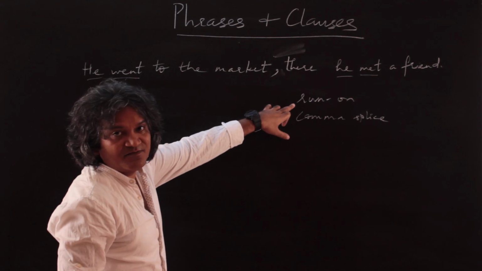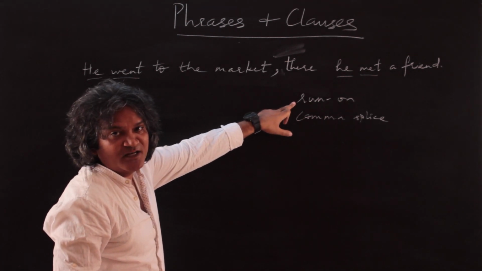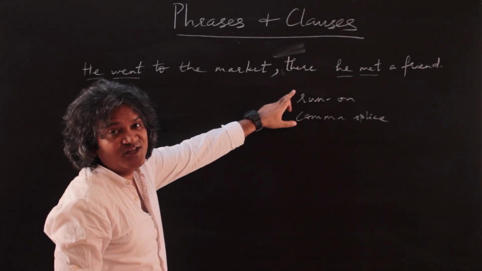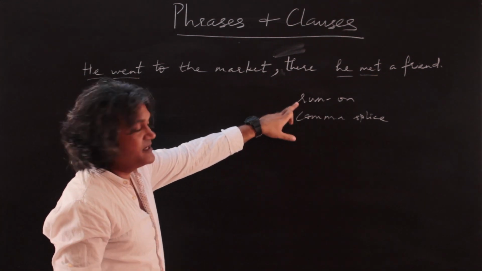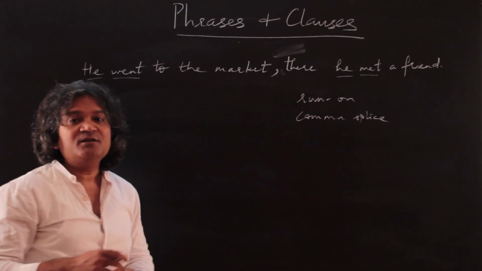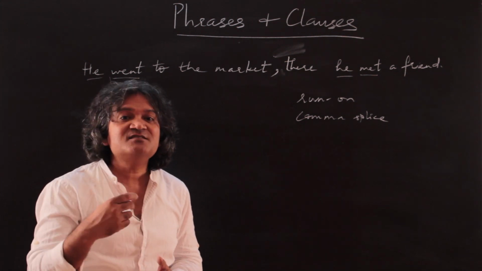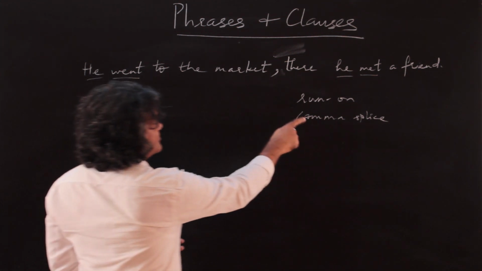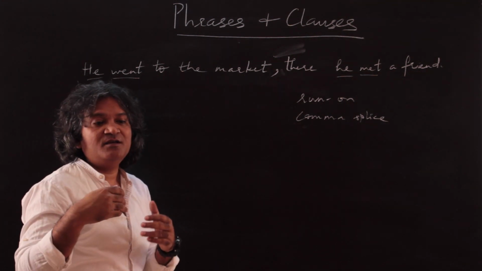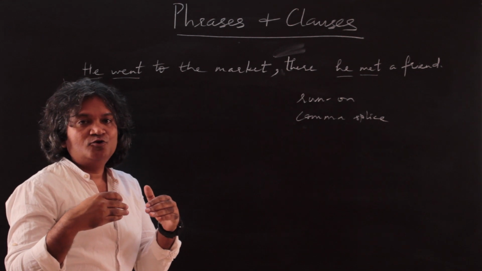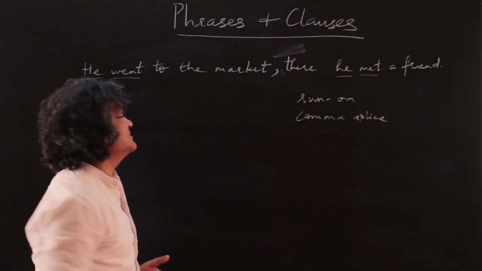The first error is when you're joining two independent clauses with just a conjunction. So that error is known as a run-on sentence. The second is when you're joining two independent clauses with just a comma, and that error is known as a comma splice. So how do we join two independent clauses in the same sentence?